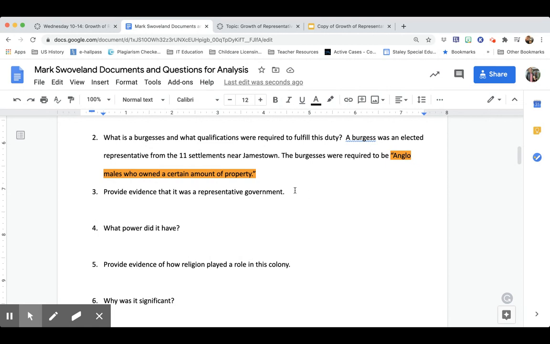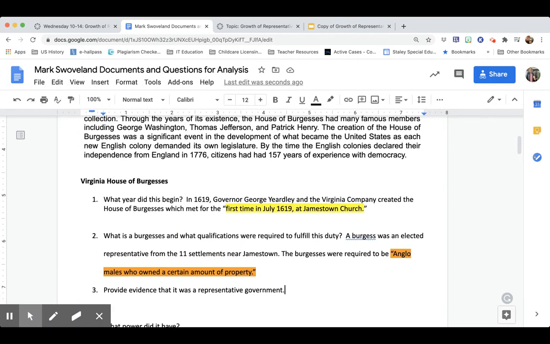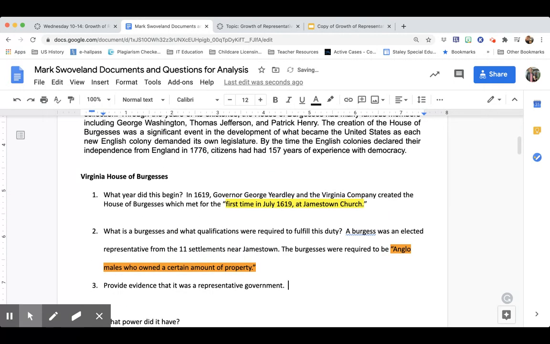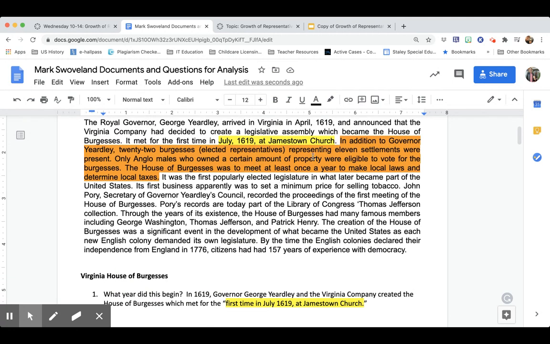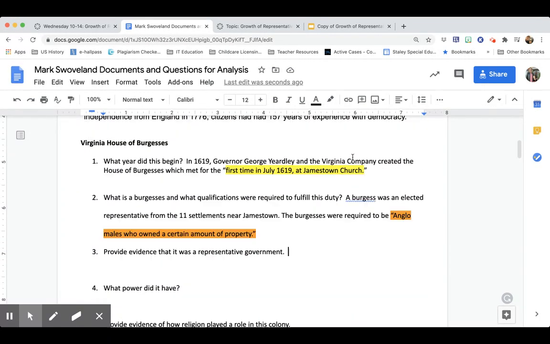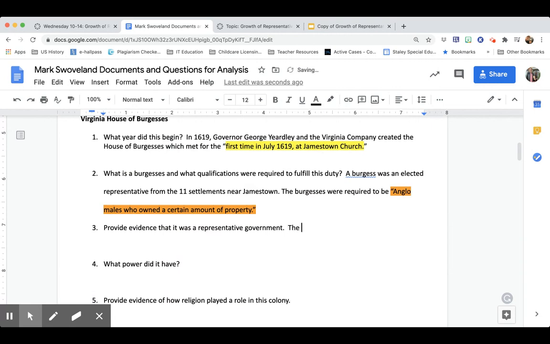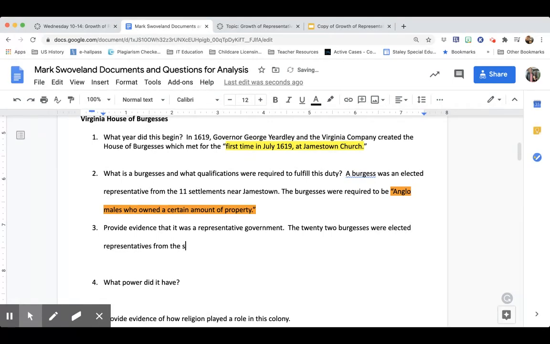All right, provide evidence that it was a representative government. Okay, now remember, a representative government is saying that these people are standing in place for their towns, right? And that's pretty much what it specifically said. In addition to Governor Yeardley, 22 burgesses, elected representatives, representing 11 settlements were present. Okay, so let's put the 22 burgesses were elected representatives from the settlements in Virginia. Okay?